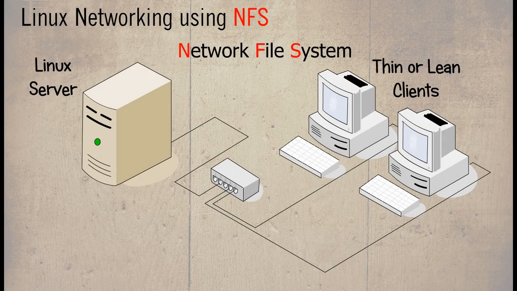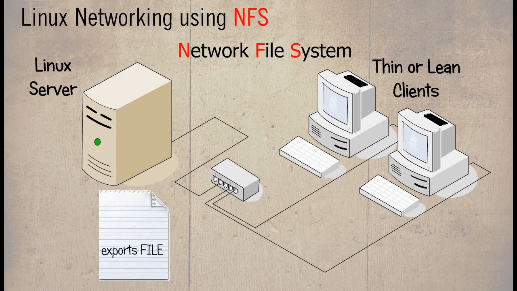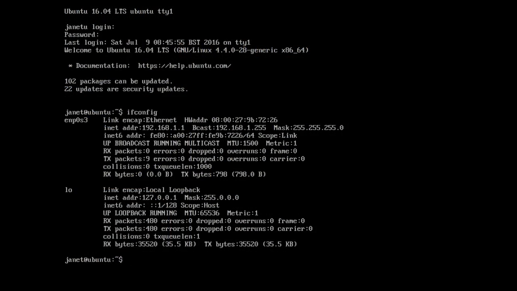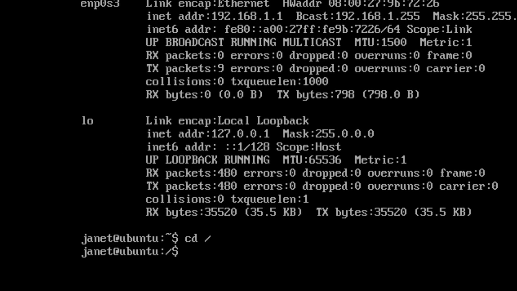NFS uses a file called exports. This contains the address or name of the host that is allowed to access the NFS directory, and also the name of the directory that is shared. The directory that we shall be sharing is called shared underscore file, so this will need creating in the root directory. If in doubt, type in cd forward slash, and the last two characters of the cursor prompt will be replaced with the forward slash dollar sign.